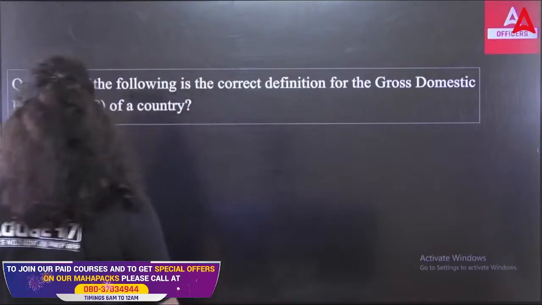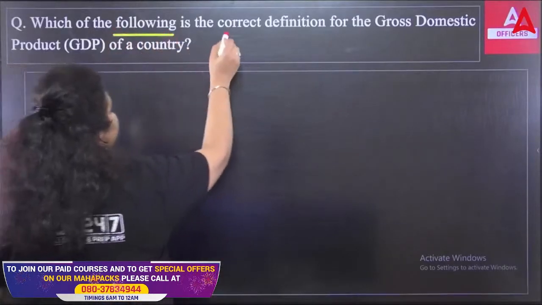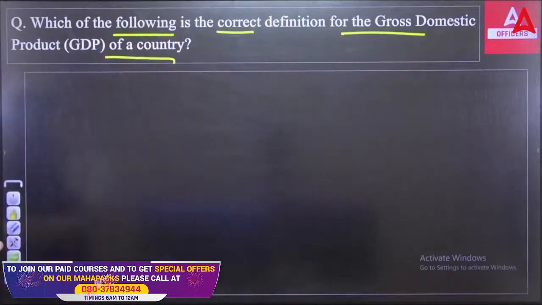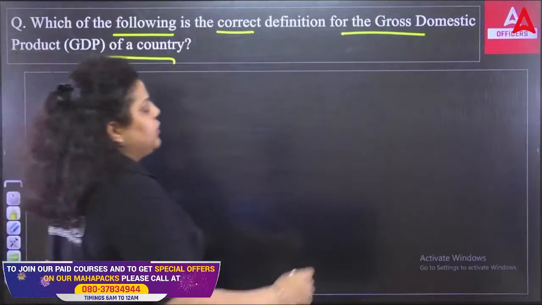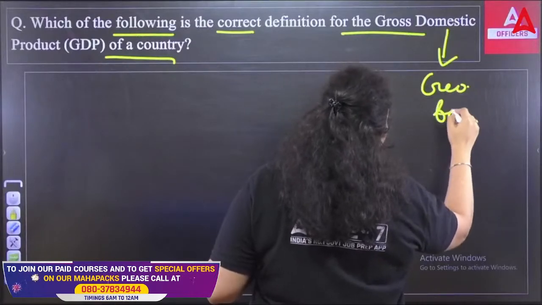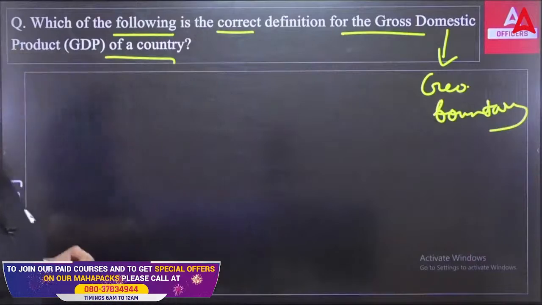So the first question is asking which of the following is the correct definition for GDP of a country? So the question is asking which of the following is the correct definition of GDP of a country. You can see it is a domestic product. It means production within the geographical boundary will be counted. Whatever production happened within the geographical boundary, that will be counted here.